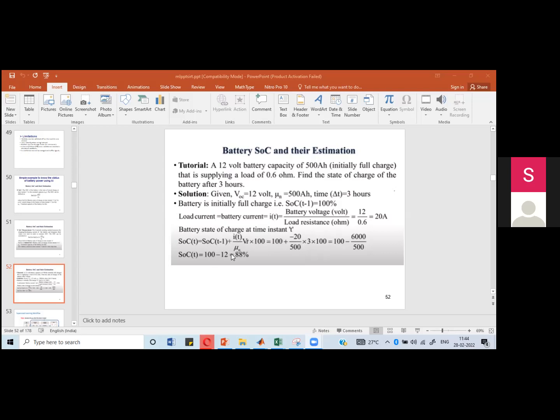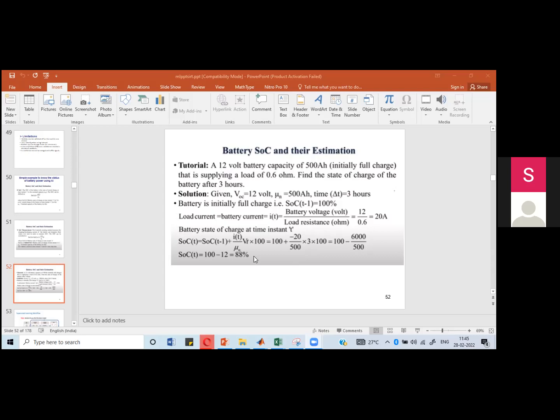So you will see that after 3 hours, 88% of the battery will remain. On the basis of load, you know the battery capacity and you know the full charge capacity. On the basis of load, meaning if I am using 0.6 ohm, 0.7 ohm, 1 ohm, then after 1 hour, what will be the power consumed by the battery, that you can simulate.